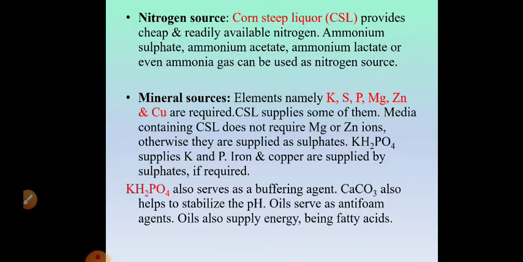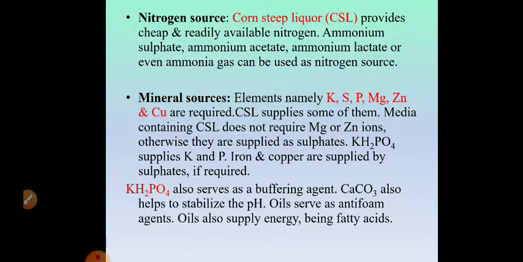The next is nitrogen source. Corn steep liquor present in the medium is a cheap, readily available nitrogen source. Instead of CSL, we can use ammonium sulfate or ammonium acetate or ammonium lactate or even ammonia gas as a nitrogen source, but CSL is more than enough. Corn steep liquor is sufficient.